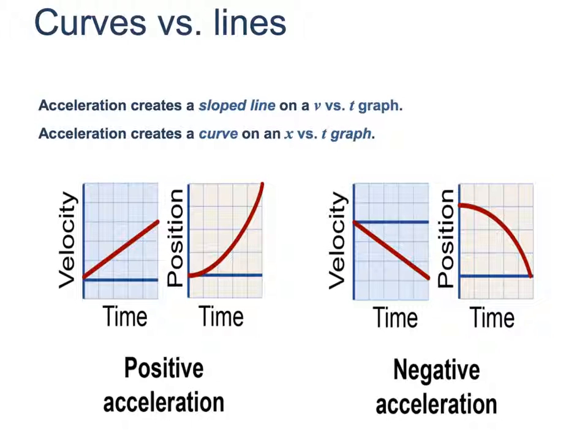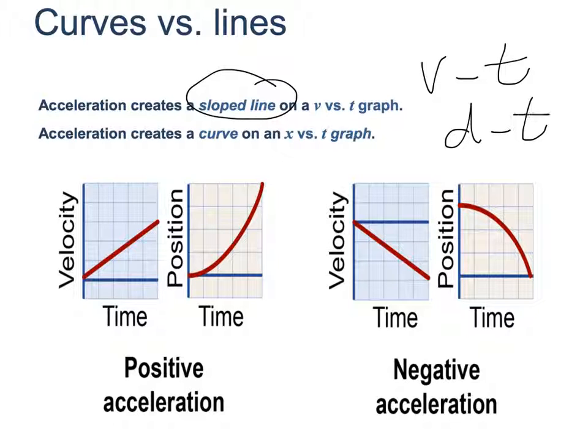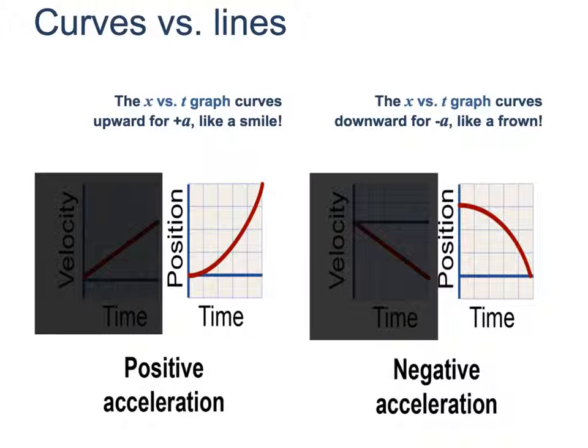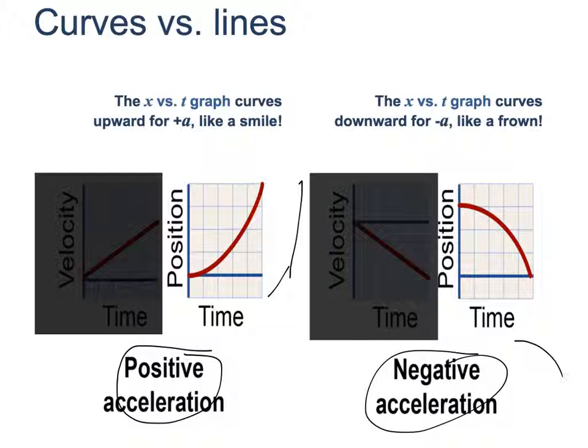All right, curves versus lines. Acceleration creates a sloped line on a v versus time graph. Acceleration causes a curve on an x versus time graph. So v-t, you get a sloped line. d-t, distance time, you get a curve. So sloped, curved. Negative velocity, negative curve. Again, just pointing out velocity time and position time, you get positive acceleration curves up into this quadrant, negative acceleration goes down.